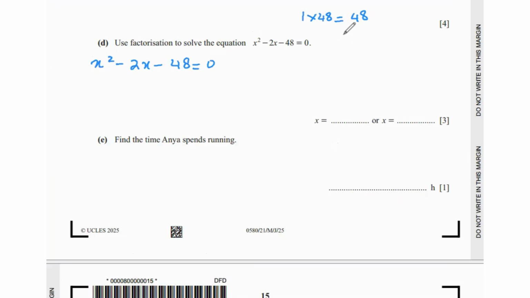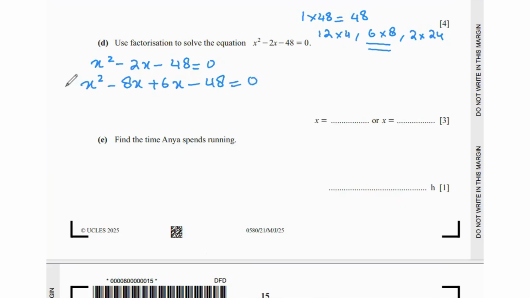Now we find factors of 48. So that's going to be 12 times 4. We have 6 times 8. We have 2 times 24. And we have 48 times 1. I'm going to pick 6 times 8. Why? Because that is the set of factors which when you add or subtract gives 2. So when I subtract 6 from 8, that gives us 2. So we can easily use 6 and 8 to replace 2x. So x squared minus 8x plus 6x minus 48 equals 0.